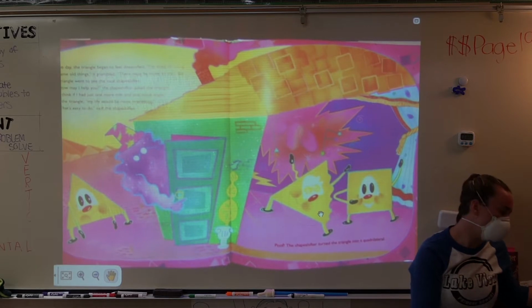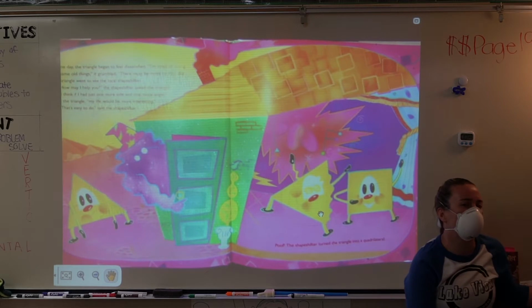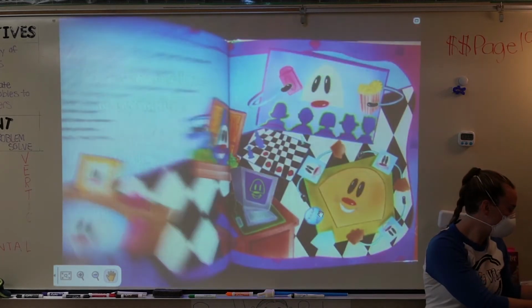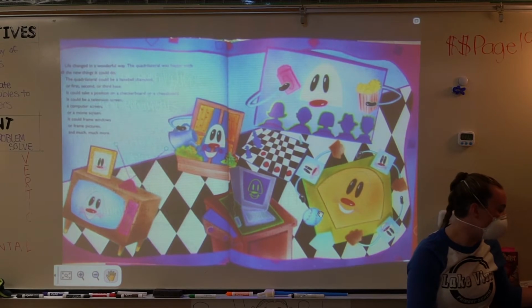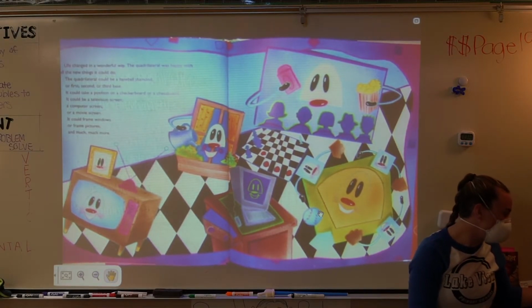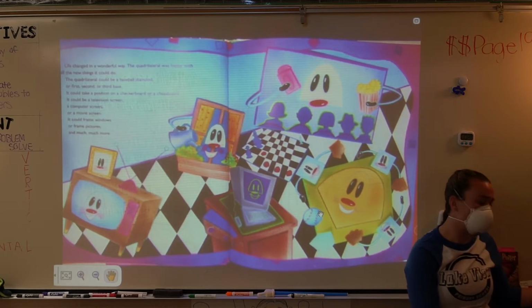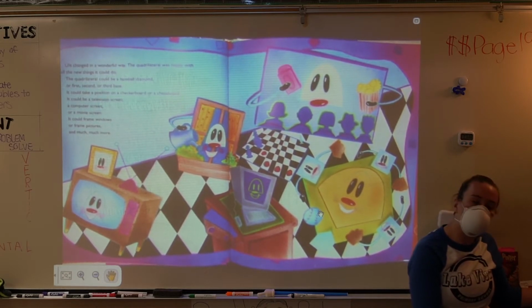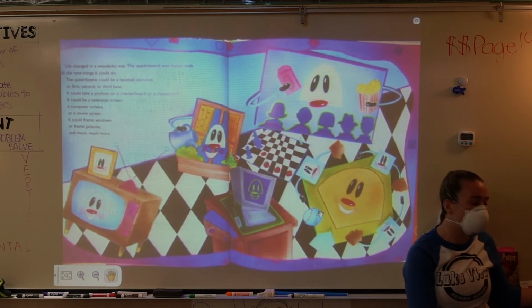Poof! The shapeshifter turned the triangle into a quadrilateral. Life changed in a wonderful way. The quadrilateral was happy with all the new things it could do. The quadrilateral could be a baseball diamond, or first, or second, or third base. It could take position on a checkerboard or chessboard. It could be a television screen, or a computer screen, or a movie screen. It could frame windows or frame pictures, and much, much more.